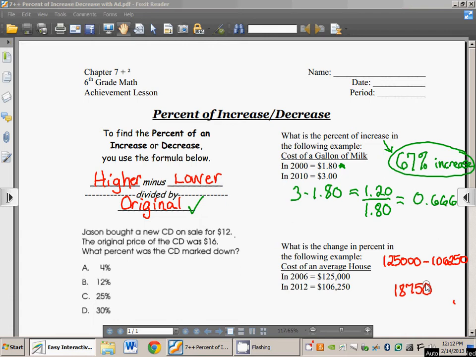Okay, which is the original? Where did it start, Tyler? Yeah, our data started in 2006 at 125,000. So we're going to take the change in price, the 18,750, and we're going to divide by 125,000. I don't know, maybe you're surprised on how nice this works out. What'd you get when you divide them? Madison?